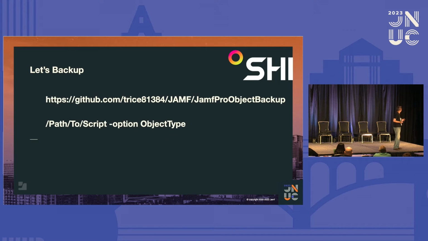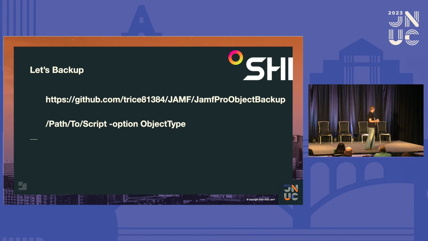Let's get scripting. There's a GitHub repo that has a script in it, Jamf Pro Object Backup. There'll be a link to this at the end of the presentation, too, if you don't want to copy it now. We're going to download the script. We're going to give it an option. We're going to give it an object type. And that's it. Simple as that. The script will do the rest.